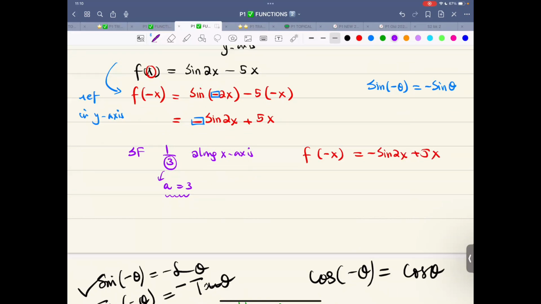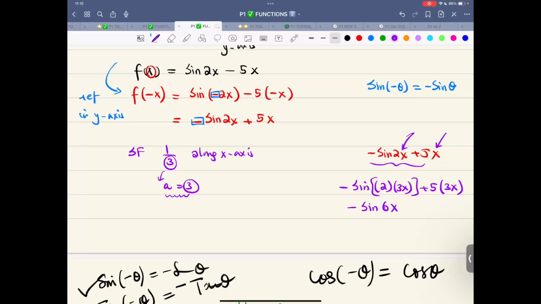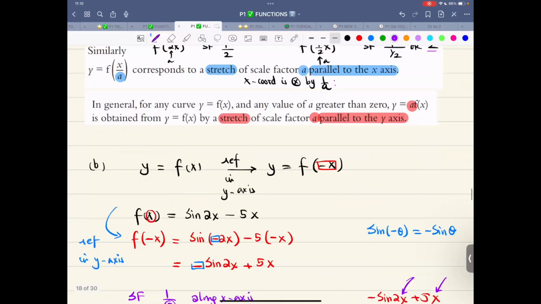What will I do? I'll replace this thing. Wherever there is x, I'll write 3 over there. So therefore, this is negative sine 2 into 3x, because x is replaced by 3x. So that's 2 into 3x, and this is 5 into 3x. So this is negative sine 6x plus 15x. That is the equation of the resultant curve.